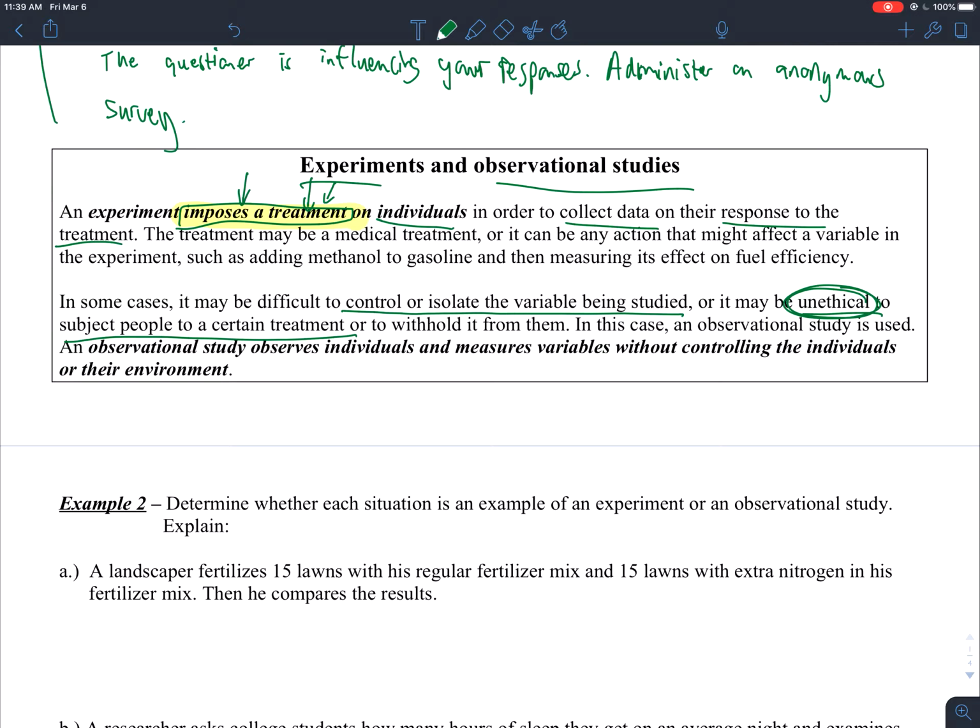So in those kinds of cases, we do an observational study. You just observe them and measure something after the fact, okay? So an observational study is exactly what it sounds like. You observe people, all right? But you don't force them to do something necessarily. You don't impose a treatment and then see a response to the treatment. That's not an observational study.